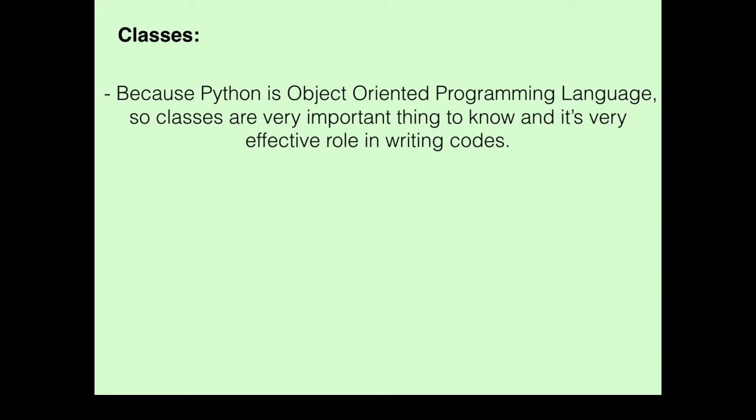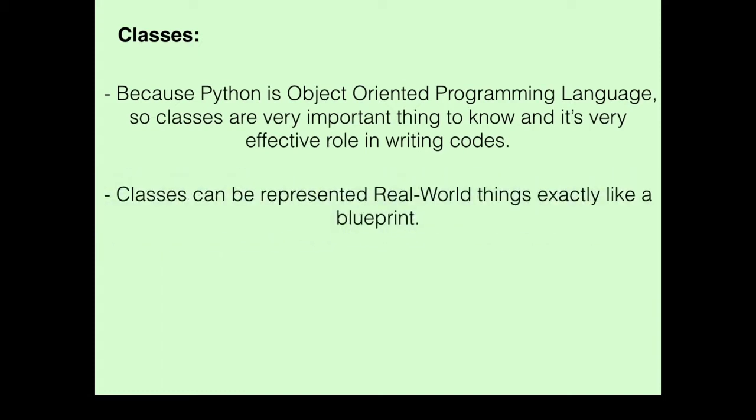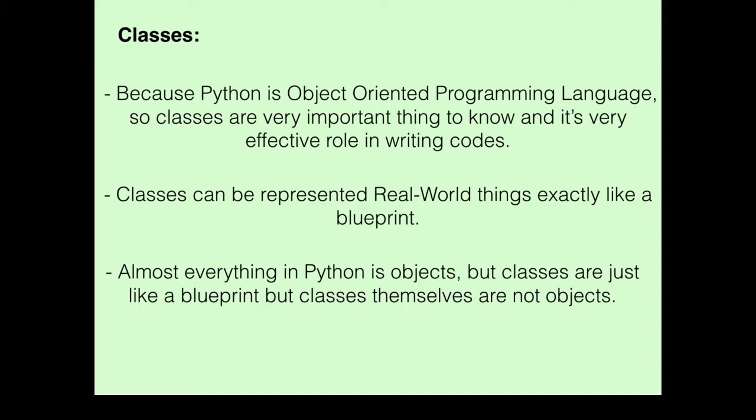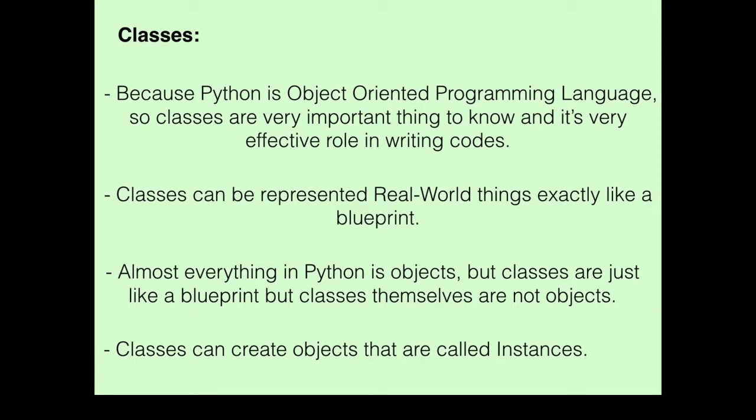Because Python is an object-oriented programming language, classes are a very important thing to know, and it's very effective in writing code. Classes can represent real-world things, exactly like a blueprint. Almost everything in Python is an object, but classes are just like a blueprint, and classes themselves are not objects. Classes can create objects that are called instances.